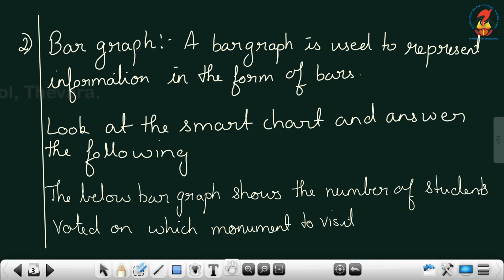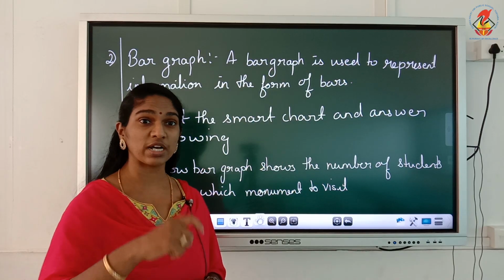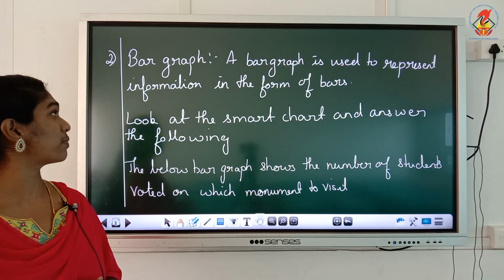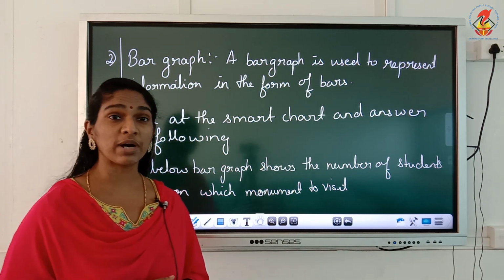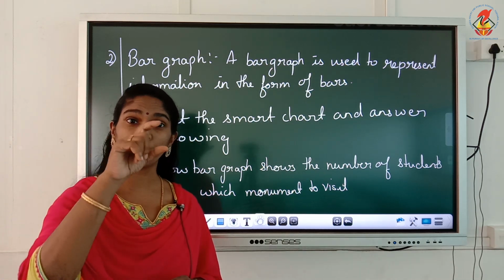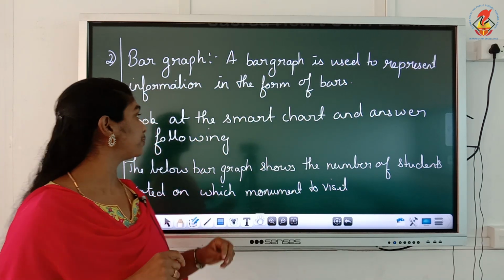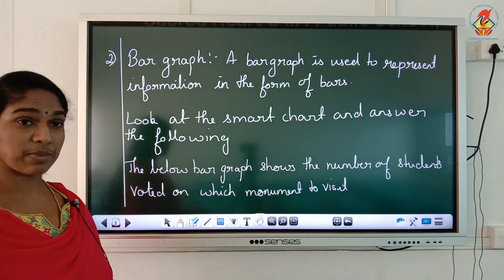Next we have the bar graph. What is a bar graph? A bar graph is used to represent information in the form of bars, like rectangular bars. Have you seen bars anywhere? In windows and all you can see bars, the shape of a rectangle. So we will do a question based on that.